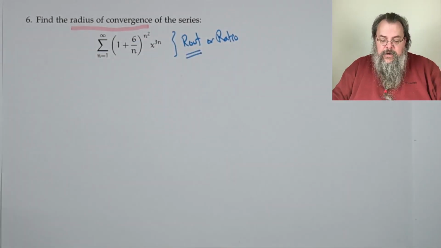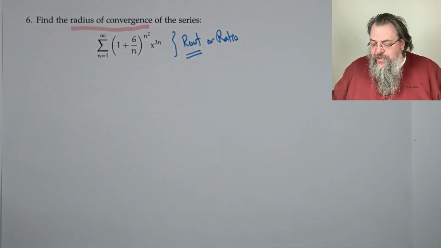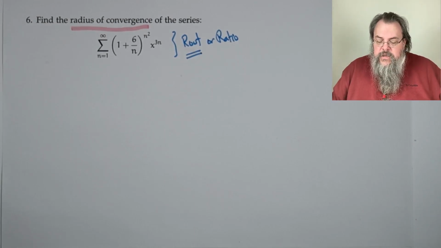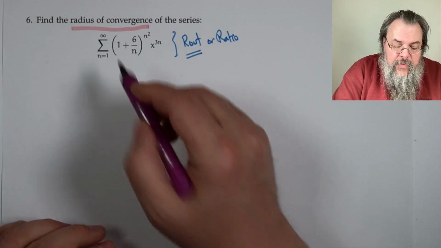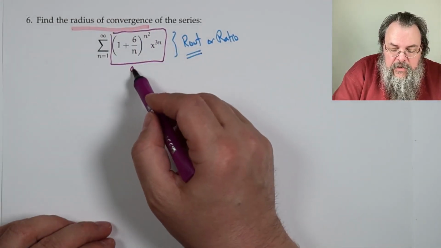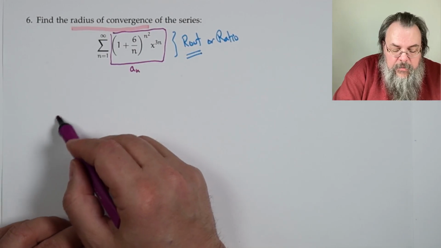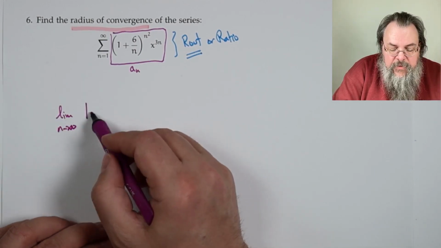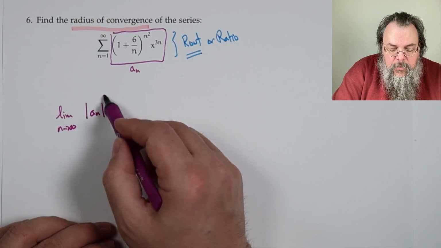Everything is to a nice power, and there are no pesky plus signs we have to worry about. There are no factorials in sight. And so this looks like a pretty good candidate. So here we go. We're going to think of this right here as our a sub n. So we're going to take our limit as n goes to infinity of the absolute value of a sub n to the 1 over n power.